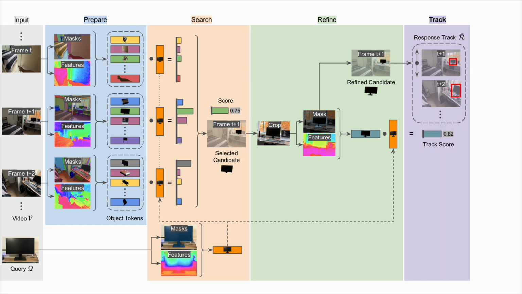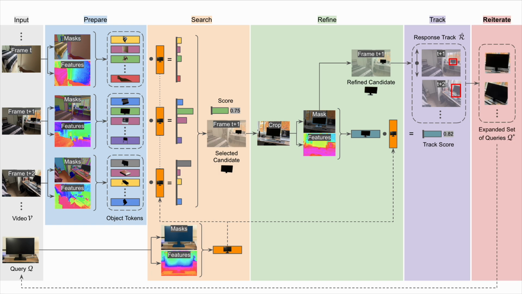In the fourth stage, we track the selected candidate across video frames to get a response track. For this, we use SAM2. Finally, in stage 5, we generate new visual queries from the initial response track. These queries capture the object from diverse viewpoints, helping us handle occlusion and appearance changes. We then repeat the search, refine, and track steps using the expanded query set, increasing the chances of retrieving the latest appearance of the object.